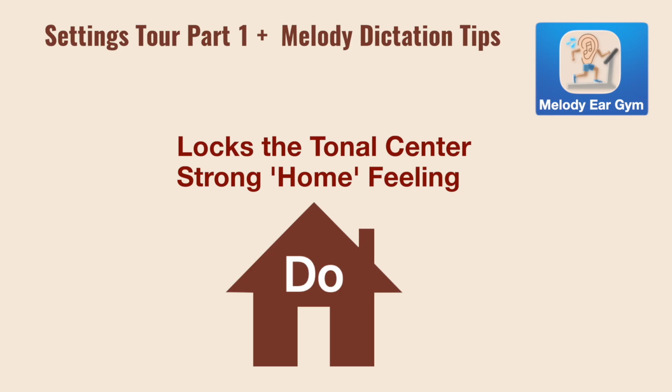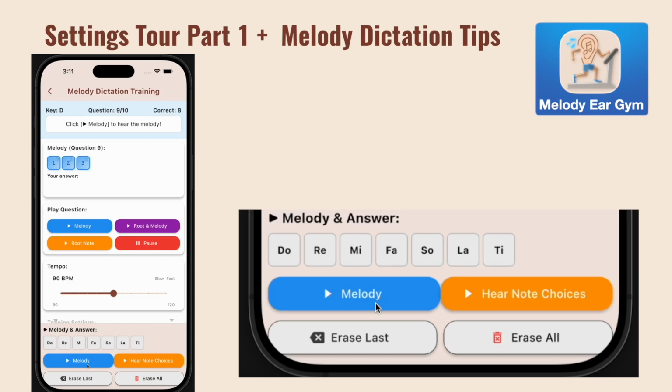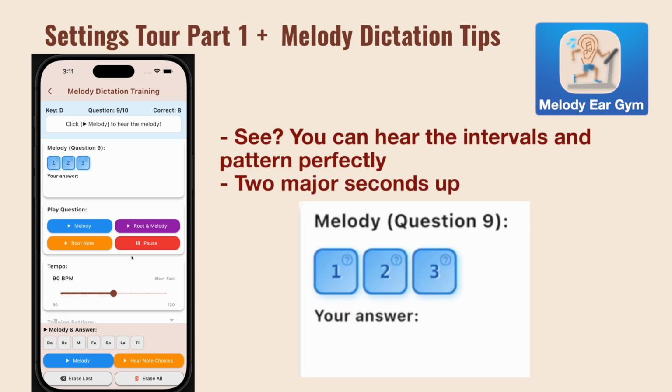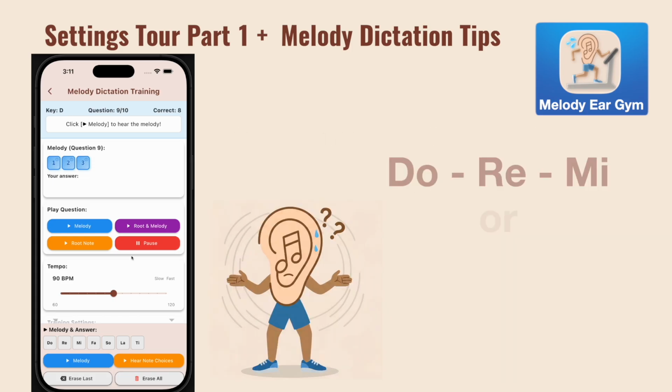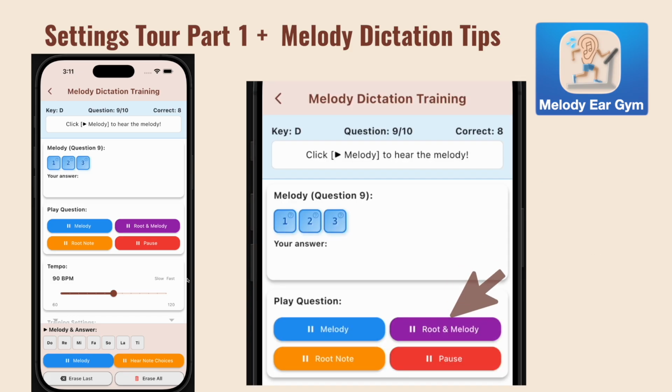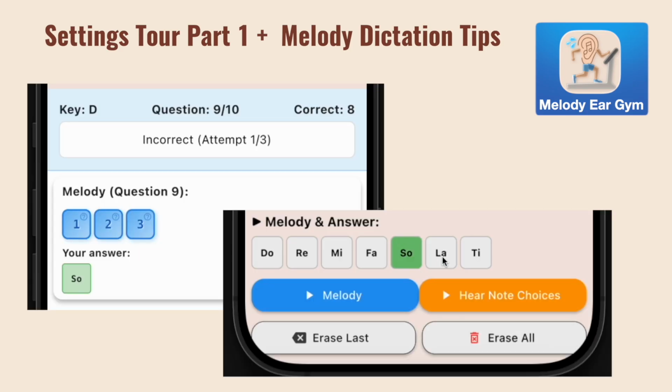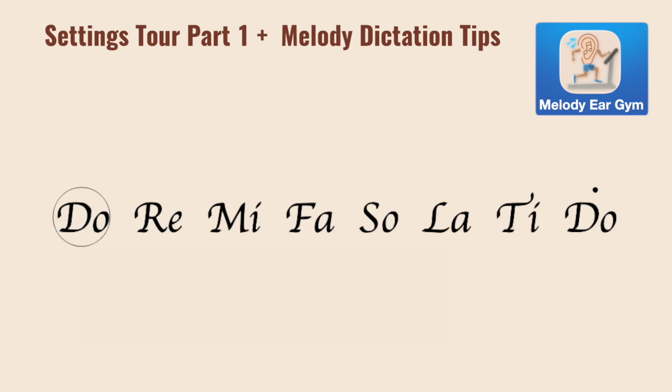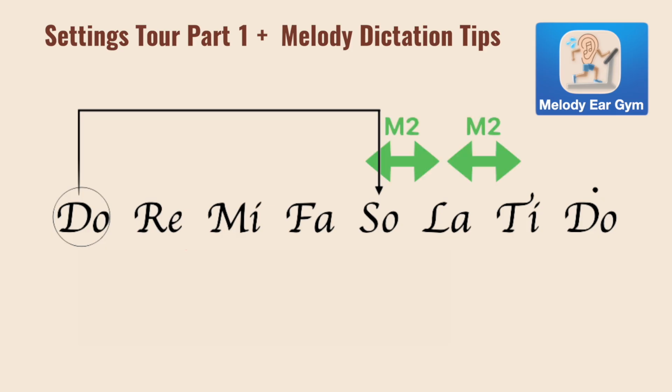Why does that matter? Let me show you a common mistake. See? You can hear the intervals perfectly, 2 major seconds ascending, but without knowing where do is, you can't tell if it's do, re, mi, fa, sol, la, or sol, la, ti. Now let's hear the root note along with the melody. There it is. Suddenly it's clearly sol, la, ti.